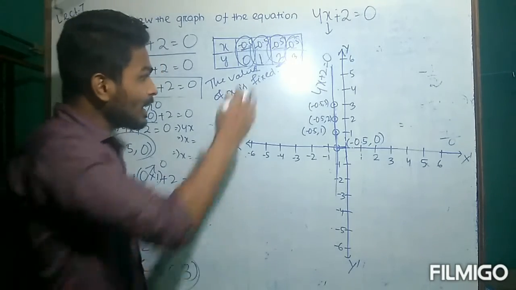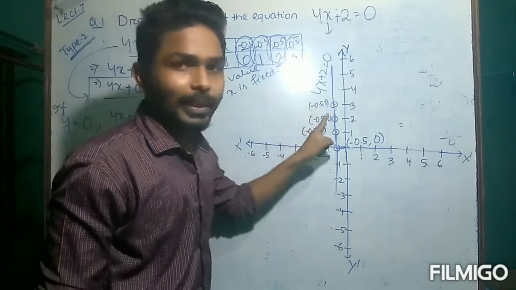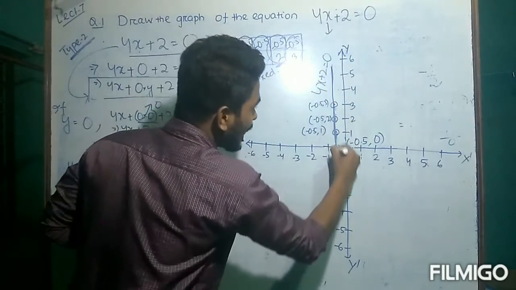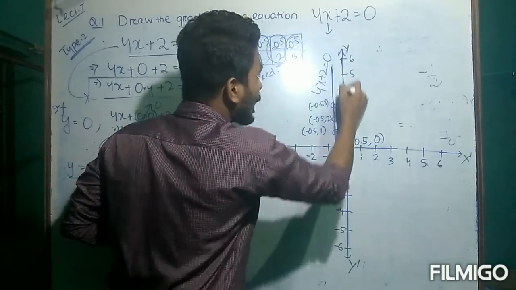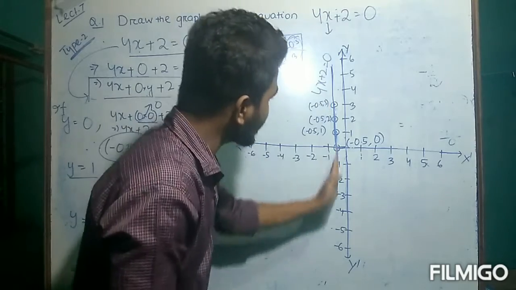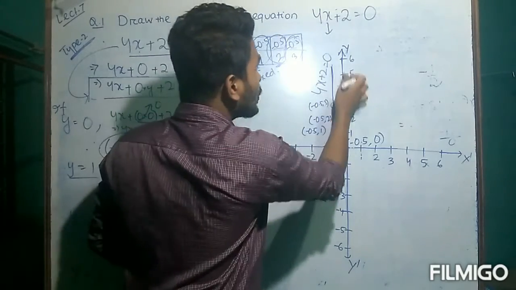Right? One more thing we could conclude here, see one thing. This straight line seems to be parallel to the y-axis, isn't it? See, this straight line seems to be parallel to the y-axis.